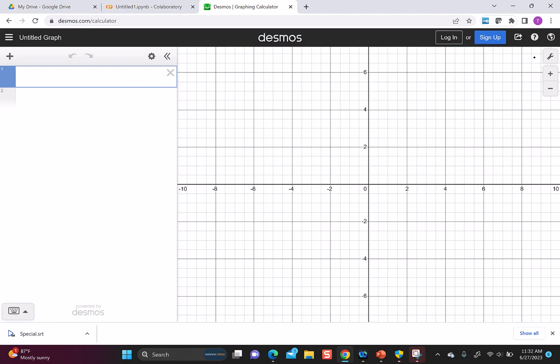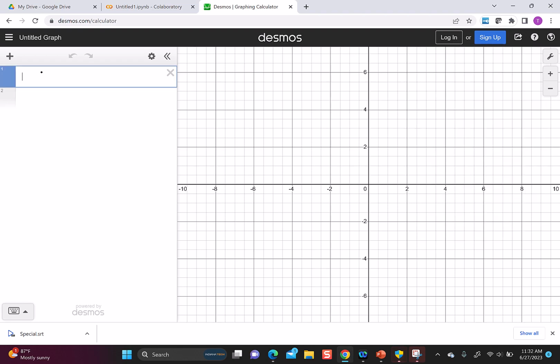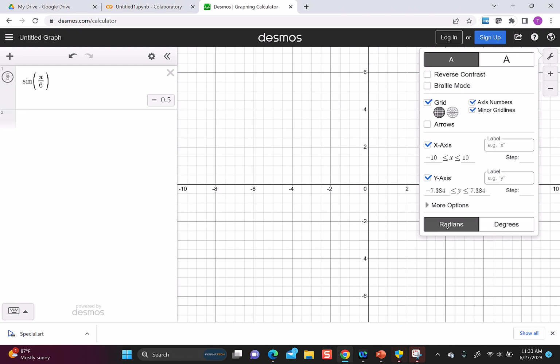Make it a habit of checking your mode. I'm going to show you in Desmos that when I first come in, it says I'm in radians. So I can put the sine of pi over 6, and it tells me that the value is 0.5. Check your calculator, put in the sine of pi over 6, and see if you get 0.5. If you don't get 0.5, you need to change your mode.